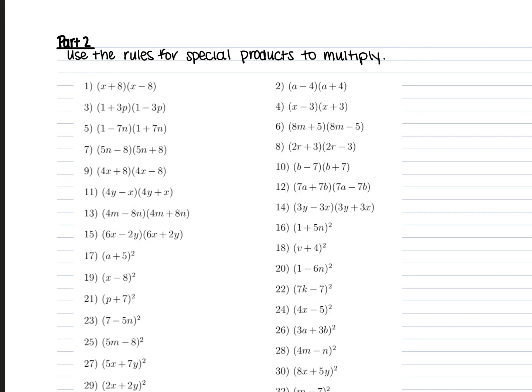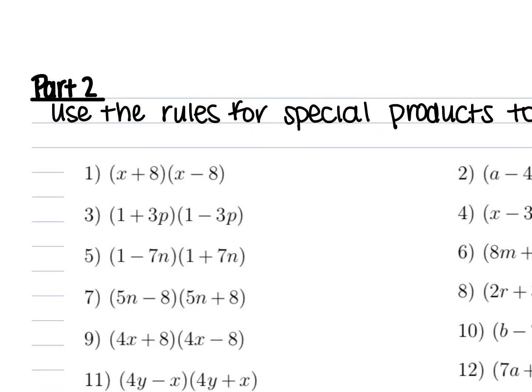So if we look at number 1, we are working with x plus 8 times x minus 8. Your a in both sets of parentheses is the same. It's your x. Your b is the same thing in both parentheses. That's your 8. So we're going to use your a as x, your b as 8, into a squared minus b squared. So if x is a, that's going to give you x squared minus b squared. 8 squared is 64. So it's just x squared minus 64.